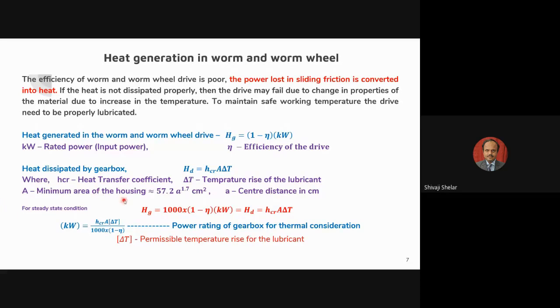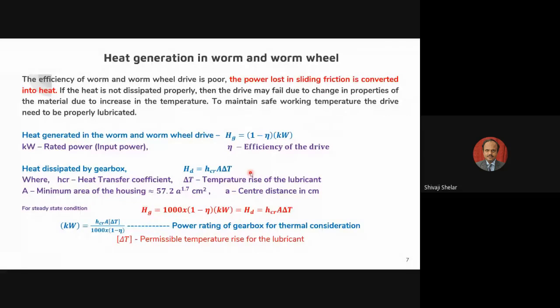A is the minimum surface area of the housing, which will be given by this formula. This formula is coming from your data book. And a is the center distance in this formula. So this center distance has to be used in centimeter. Then you will get this area in centimeter square. Then later you can convert into meter square, and you can put it here, and you can calculate Hd in watt and kilowatt.